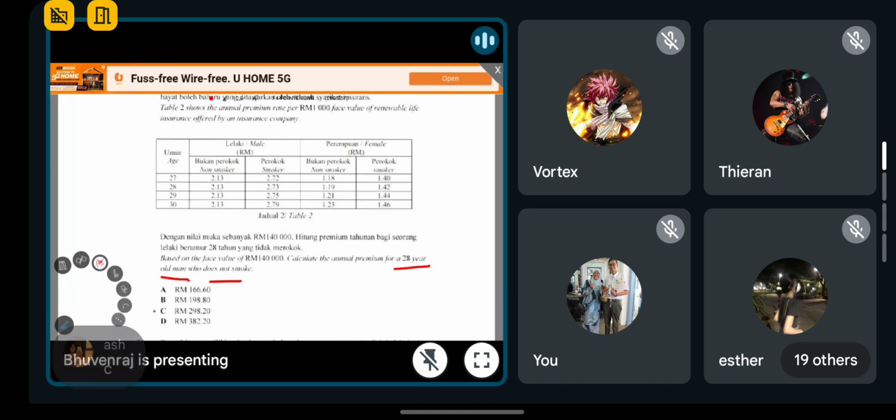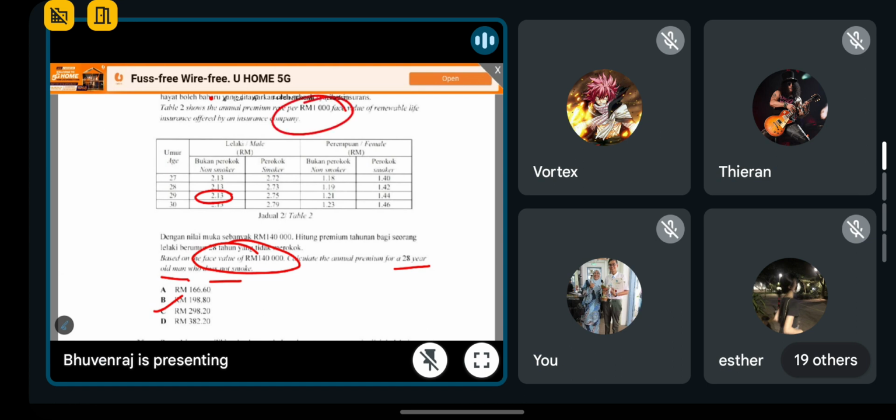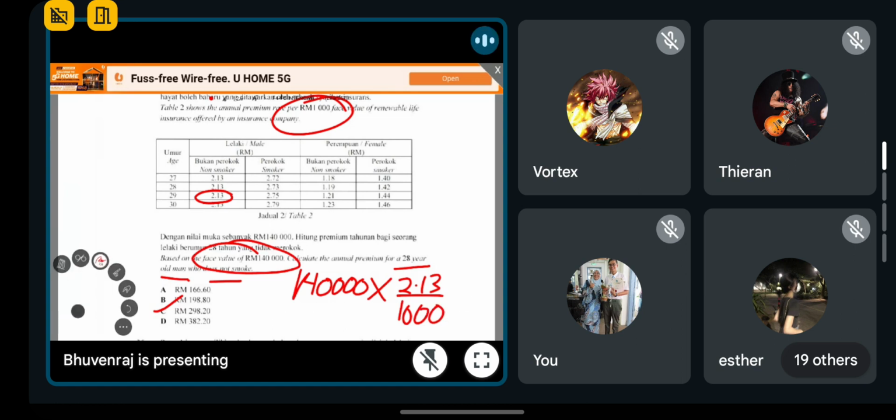Okay, correct. Answer will be C. Okay, jadi kamu kena ambil nilai muka face value times the premium rate bagi dengan RM1000. So this is the method. 140,000 times 2.13 divide 1000. Lepas tu tekan calculator saja. You will get the answer. Okay, so next question.